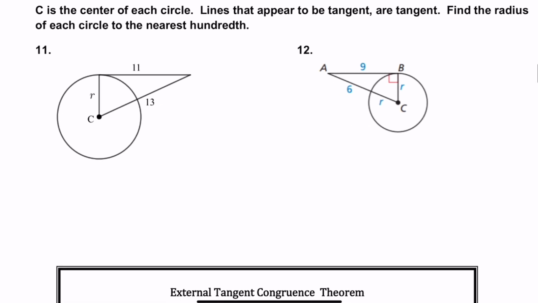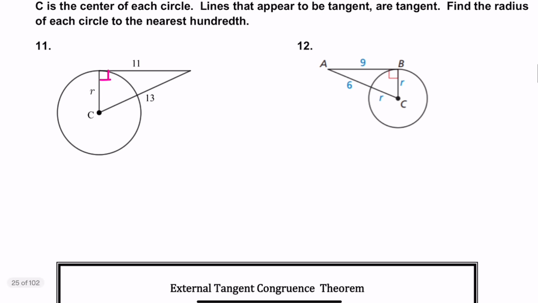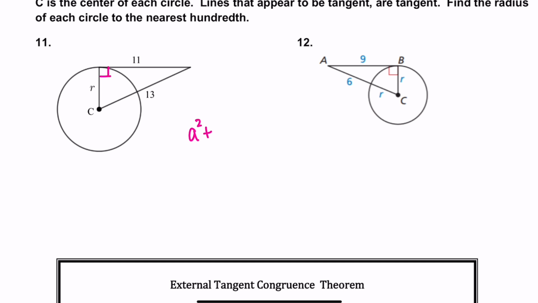Okay, but these ones, 11 and 12, they tell us that it's a tangent line. So we are trying to figure out what r is. So I know, since this is a tangent line, this is going to make a 90-degree angle. I'm going to use my a squared plus b squared equals c squared. The hypotenuse, the longest side across from the right angle, has to go in for c. 13 squared. A squared is r squared plus 11 squared, and you can put those in any order for a and b. I'm going to just minus off my 11 squared.